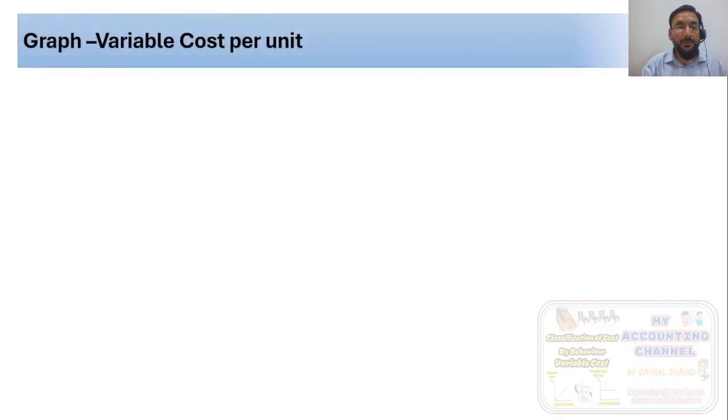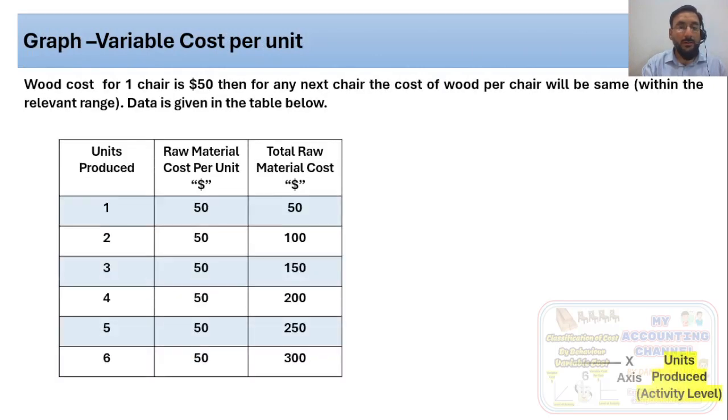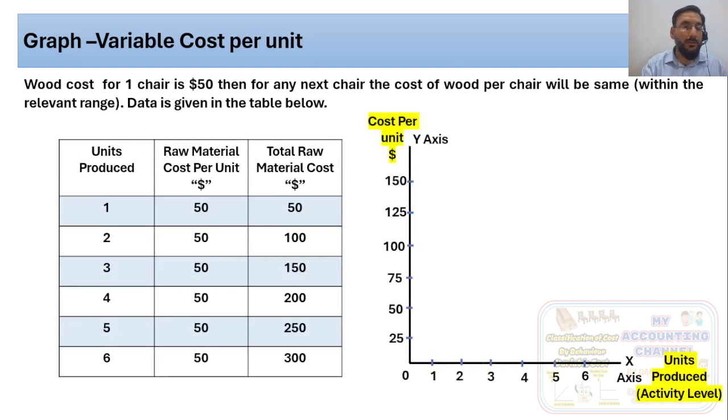Now have a look at the graph for variable cost per unit. Again, we'll consider the same example. This time we'll plot the raw material cost per chair, meaning the wood cost per chair. So for 1 chair it's 50. For the second chair again 50. For the third chair it's again 50. For the fourth chair it's 50.